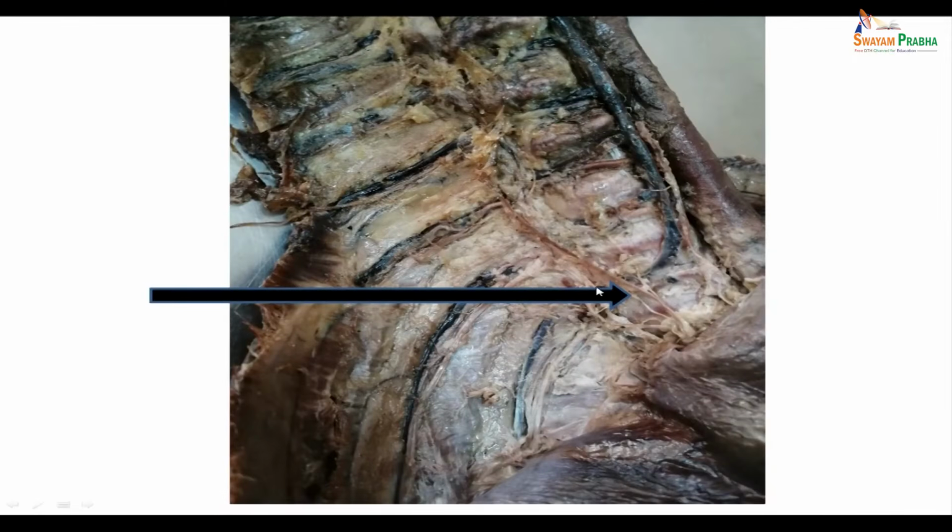You can see the splanchnic nerve in a dissected specimen. This is the sympathetic trunk, whereas this is the splanchnic nerve, which is a medial branch of the sympathetic trunk. You can see the azygos vein, the thoracic duct and the aorta lying closer to the midline, and the sympathetic trunk is slightly away from the midline, giving off the medial branch, that is the splanchnic nerve, carrying preganglionic fibers because the ganglia will be very close to the viscera.